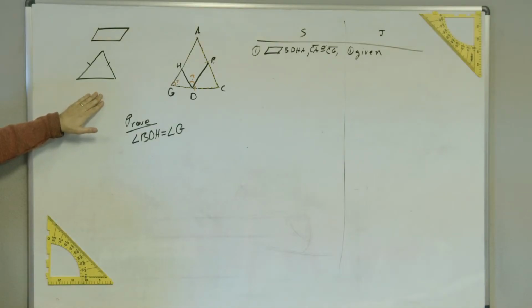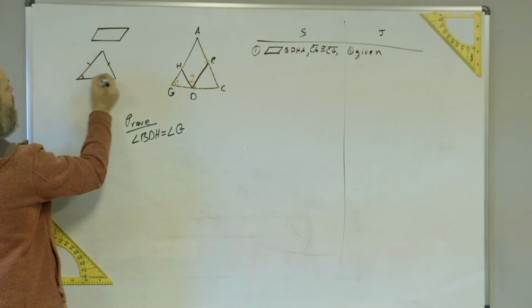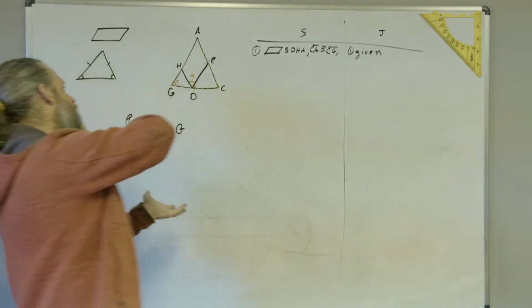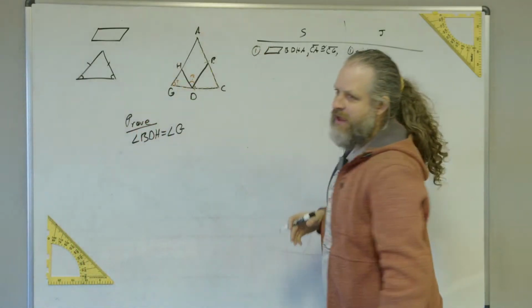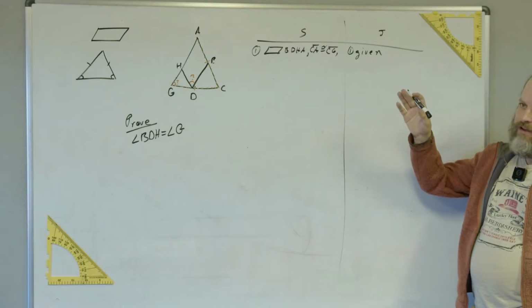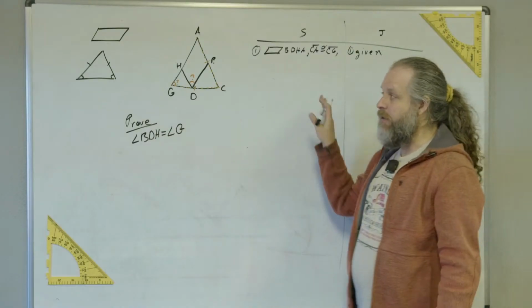Which two? Yeah, the bottom ones. Yeah, the base ones. Base angles of isosceles are congruent. So we know that, right? So this is turned on its side. So which angles are congruent because of that? G and A, true enough. So we can probably use that in a minute.